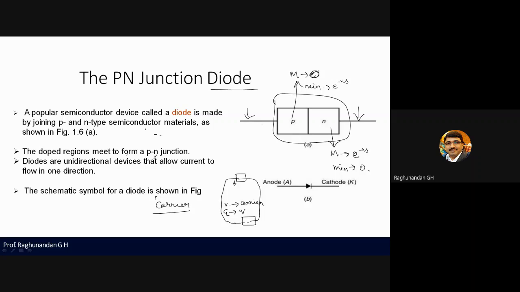Here also, in the same way, we have the P layer and the N layer. I told you holes are the majority charge carriers and electrons are the minority charge carriers in the P layer. You should understand perfectly what electrons and holes are before going on to the actual topic. For this, I'll give an example.